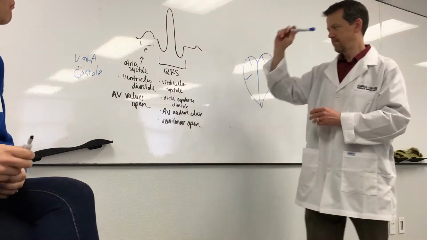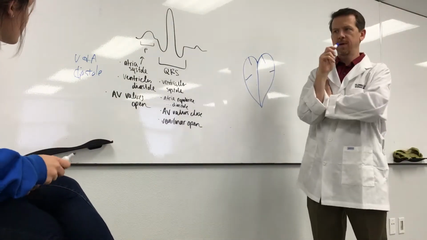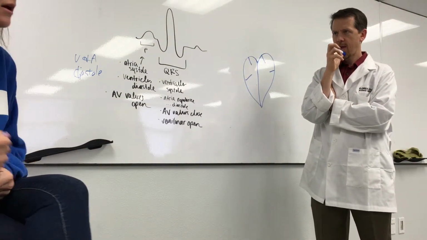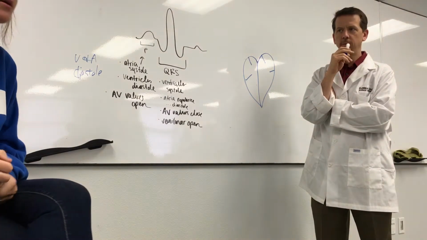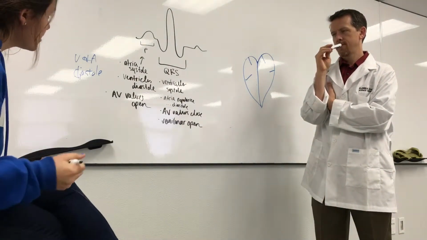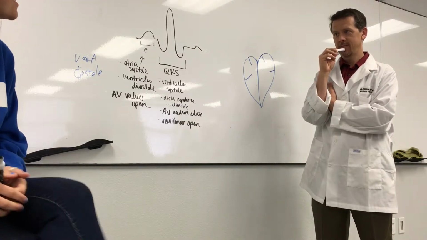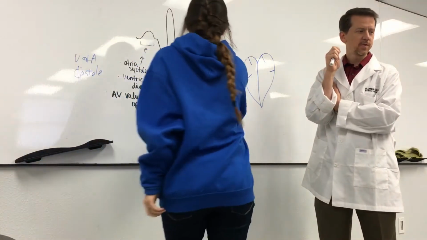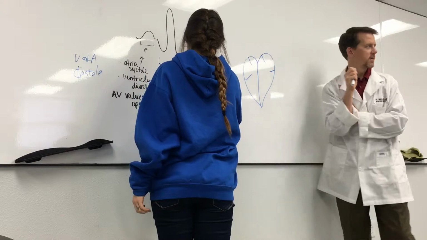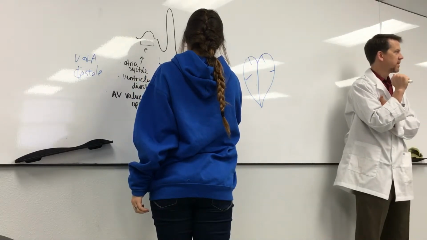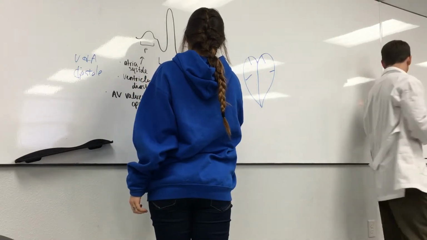All right. So what's going on in the T wave? Why do you have that little bump? Maybe it is the ventricles repolarizing. It is. It's when the ventricles repolarize. Okay, what exactly is repolarizing? Good.